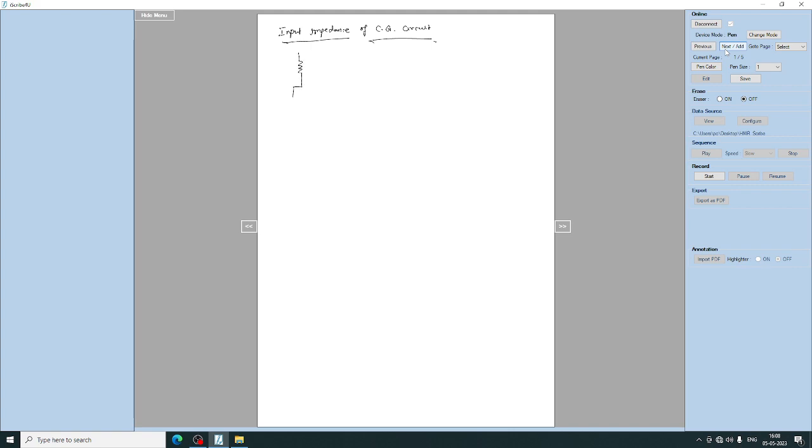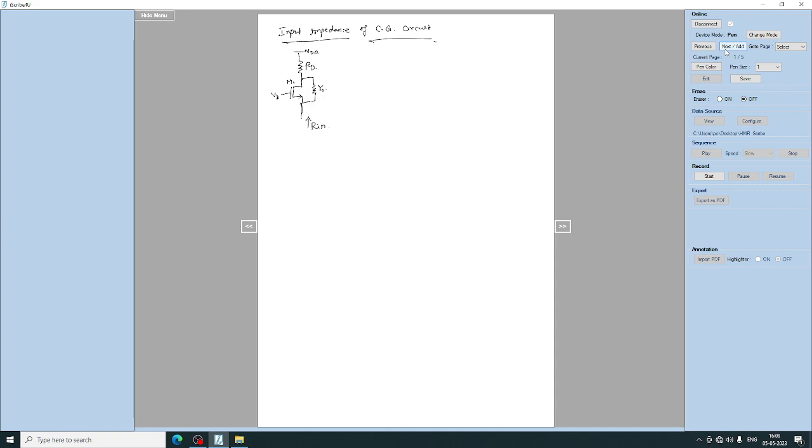So this is the common gate, VDD and this is VB, and we have finite output impedance, considering the finite output impedance of the MOSFET, and since this is the input, this is the input resistance we are supposed to find out.